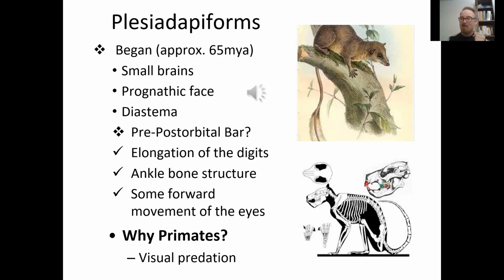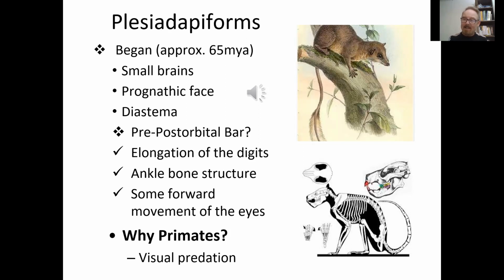And diastemas are gaps between teeth, particularly the gap between the canines and the premolars, right? So in horses, you can put like two fingers in there, but you can still have relatively large canines. In any mammal that you're looking at, you would see that gap, and you would see it in Adapoids too. So again, these are very primitive mammalian traits.